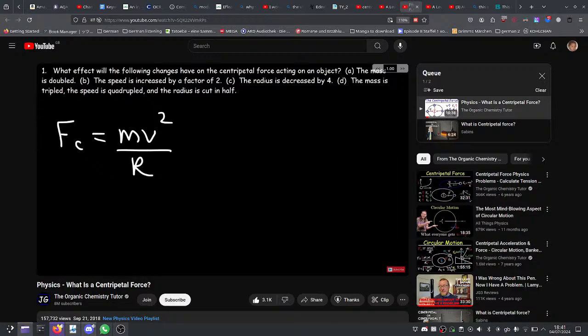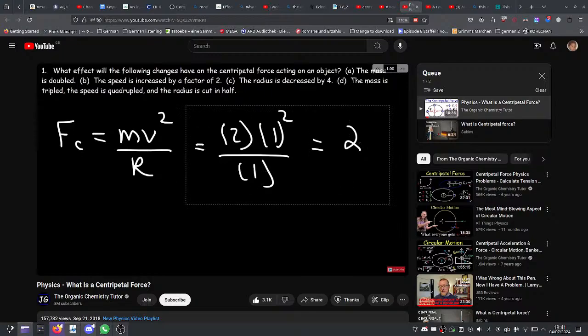Now the way in which you can get the answer is as follows. Everything that doesn't change, replace it with a 1. Because the mass increased by a factor of 2, replace m with 2. v and r, we're going to replace with 1. So we get a value of 2. This tells us that the centripetal force will double if we double the mass.